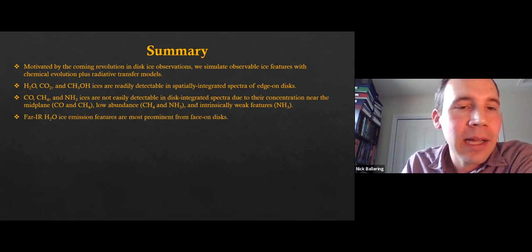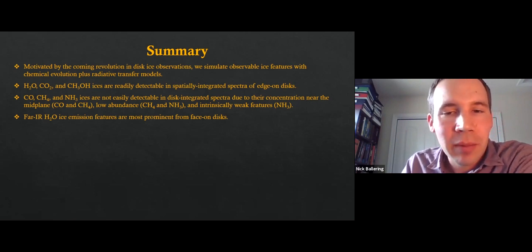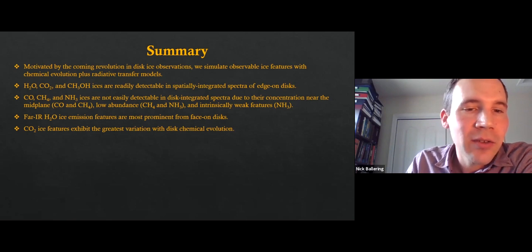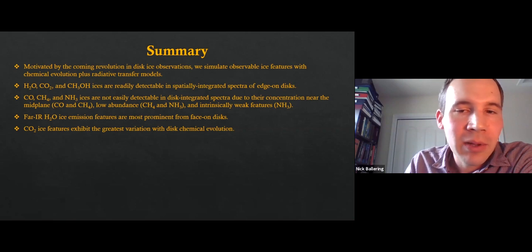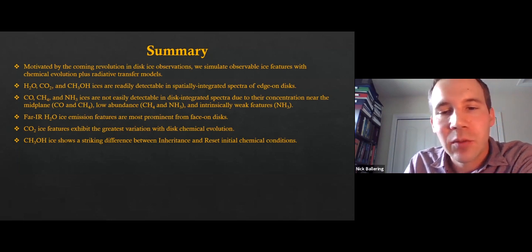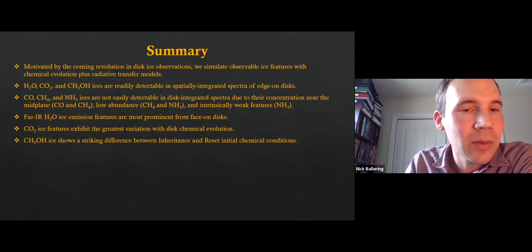The far-IR H2O ice emission features are the most prominent from face-on disks. The CO2 ice features exhibit the greatest variation with the ongoing chemical evolution of the disks, whereas the methanol ice shows a striking difference between the inheritance and reset initial chemical conditions and makes a great discriminator between those two scenarios.